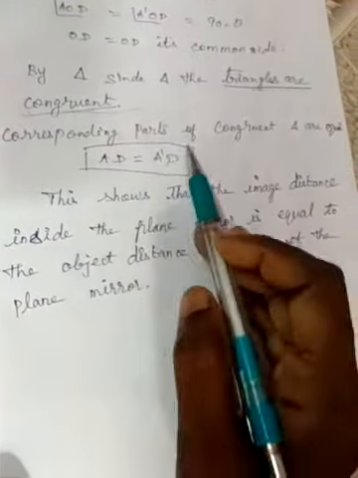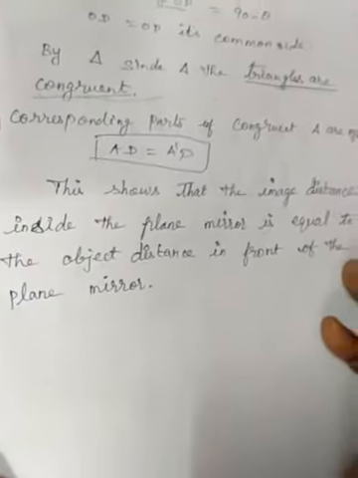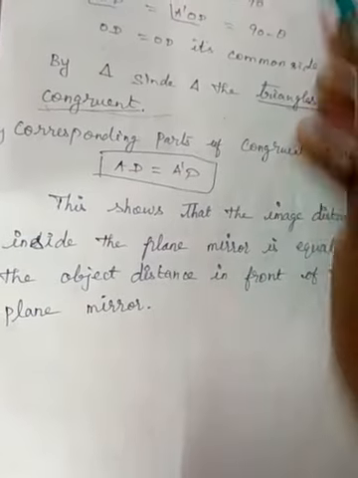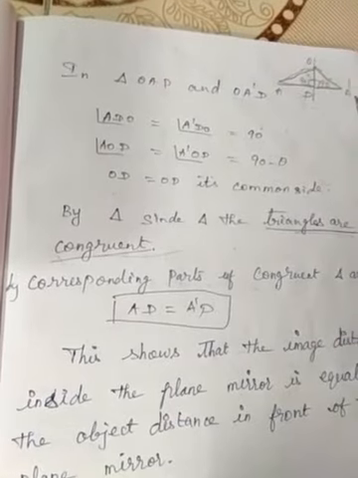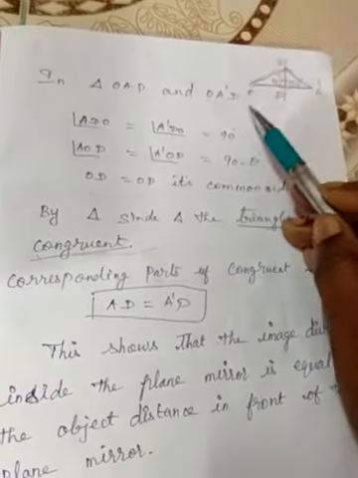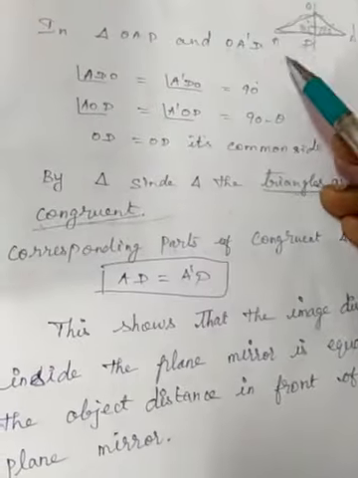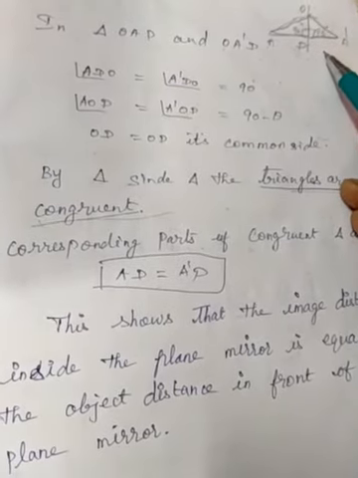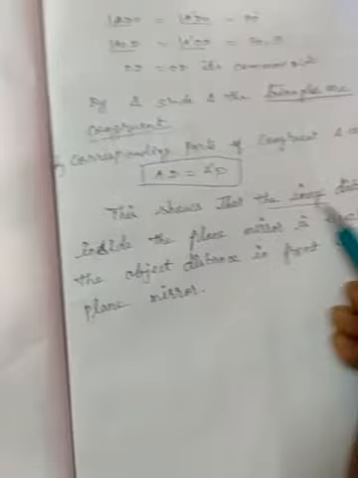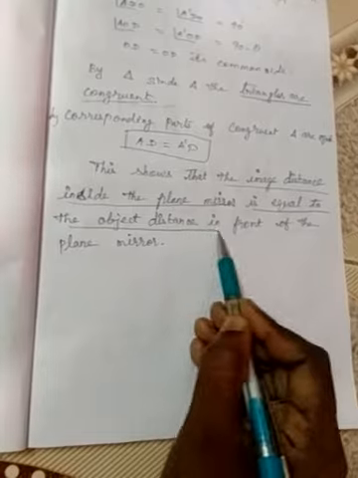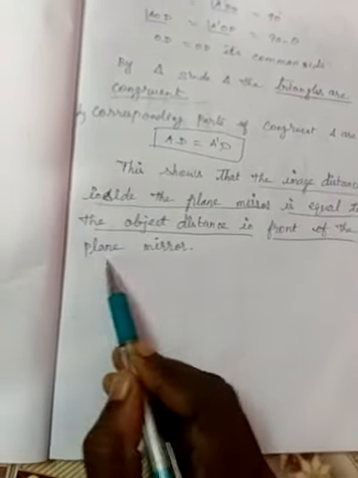By corresponding parts of congruent triangles, AD is equal to DA dash. So the object distance equals the image distance. You see what the proof is? The image distance inside the plane mirror is equal to the object distance in front of the plane mirror. Are you understood or not?